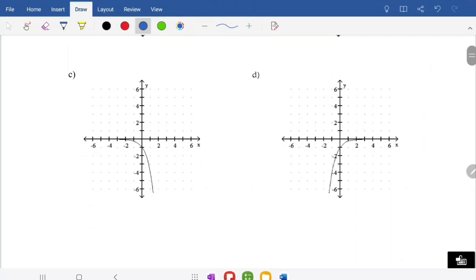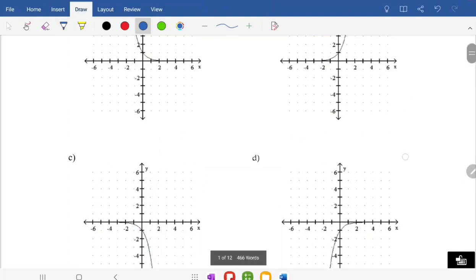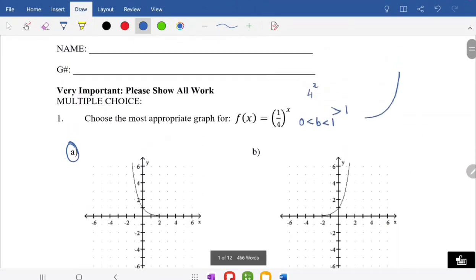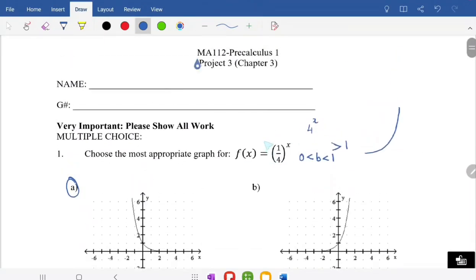The other two choices here, C and D, are really a different kind of reflection. So C and D are not relevant to this particular function.